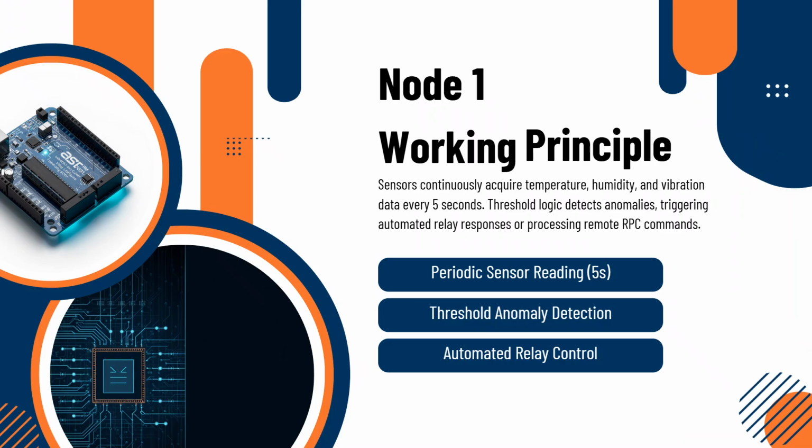Now, Node 1 working principle is here. In Node 1, the system continuously reads sensor data. The Arduino processes this data and prepares it for transmission. Every 5 seconds, the data is sent to the cloud. The system also checks for conditions like high temperature or vibration. If any abnormal condition is detected, action can be taken. The relay can also be controlled automatically or manually.